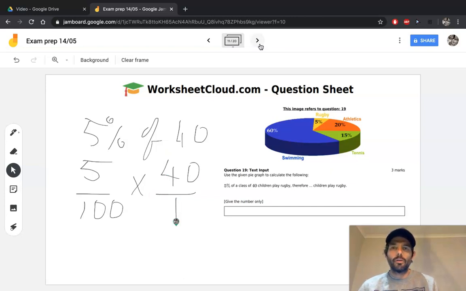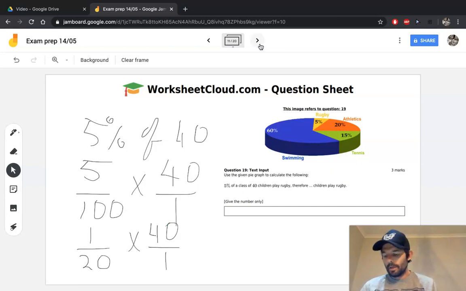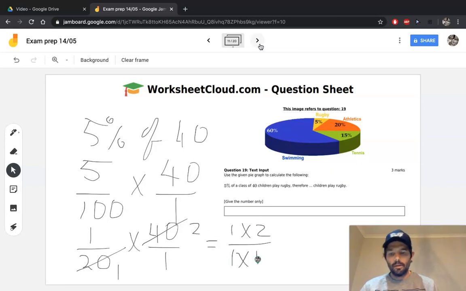Now we've got two fractions to work with. 5 over 100, 1 over 20, times 40 over 1. Okay, we've spoken about cancelling out diagonally. We can say 20 goes into 20 once and into 40 twice. Now we've got 1 times 2 in the numerator, 1 times 1 in the denominator. So you can see your answer is going to be 2 over 1, which equals 2. Okay, so only 2 children play rugby.